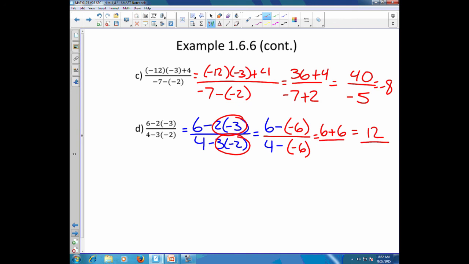4 minus negative 6, well, that's 4 plus 6, which is 10. And if we divide both by 2, you get 6 over 5. And so you really have to combine all the ideas that we've learned in the past few sections in order to simplify these expressions.